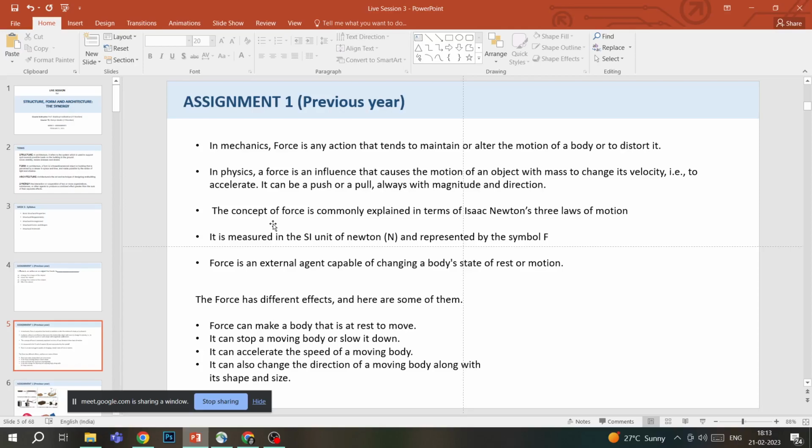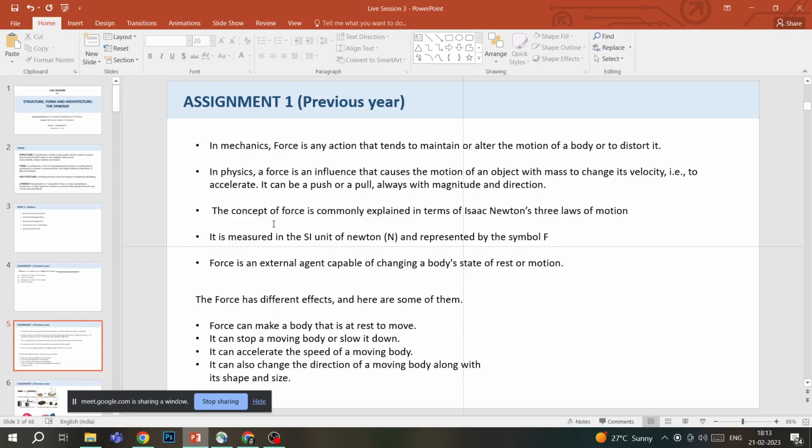And the concept of force is commonly explained in sciences in terms of Isaac Newton's 3 laws of motion. We're not going into detail with that. And force is measured in the SI unit of Newton, and it is represented by the symbol F. And it is basically an external agent, and it is capable of changing a body's state of rest or motion.